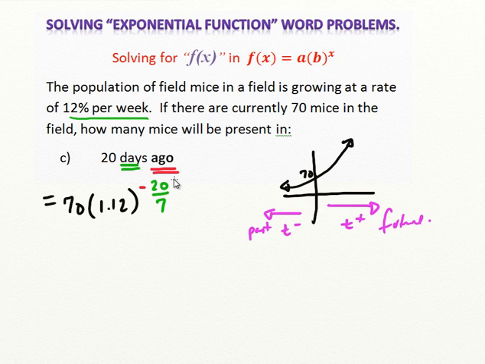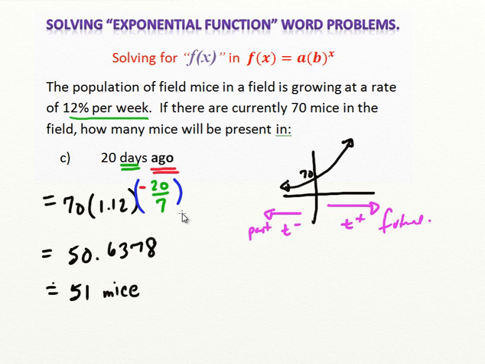When you put this into your calculator, please make use of brackets to ensure that your exponent is calculated properly. If you do that, you will find out that 20 days ago there were approximately 50.637 mice, and if we were dealing with whole mice, we would round down to 50. If we were told just to round to the closest integer value, we could say there were approximately 51 mice in the field 20 days ago.